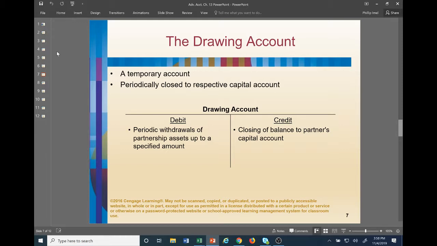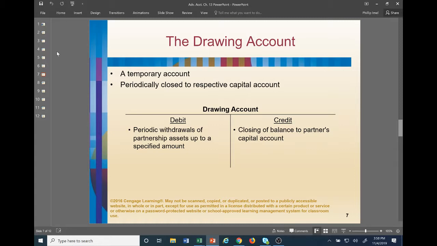So now let's talk about the drawing account. The drawing account is a temporary account and is periodically closed to the partner's capital accounts. The balance sheet of a partnership, therefore, will present only the capital account balances of the partners.